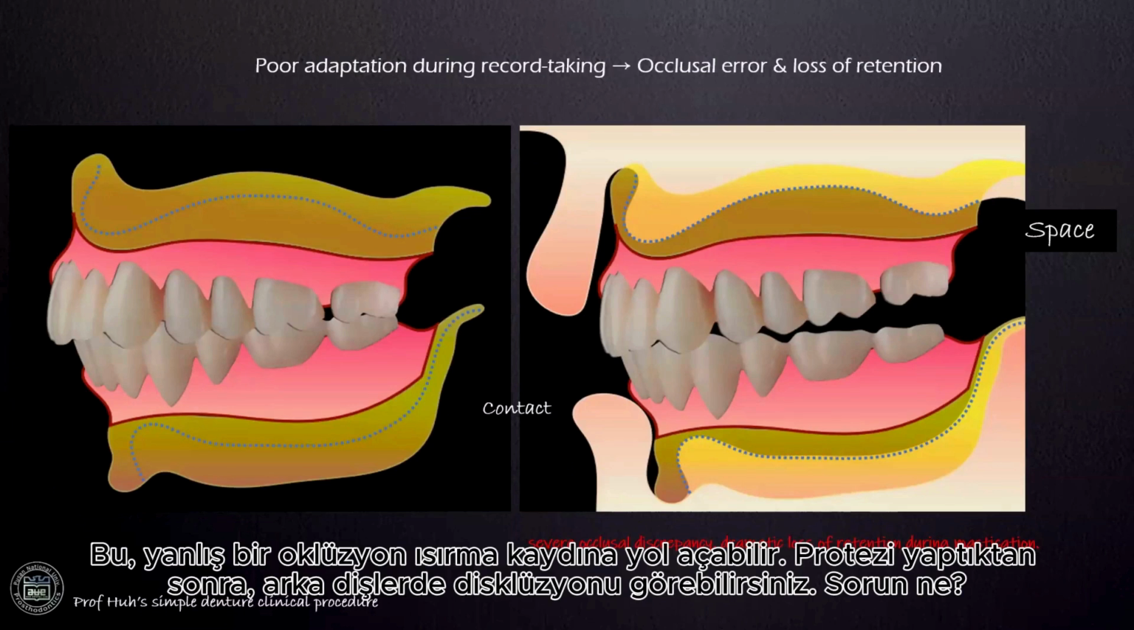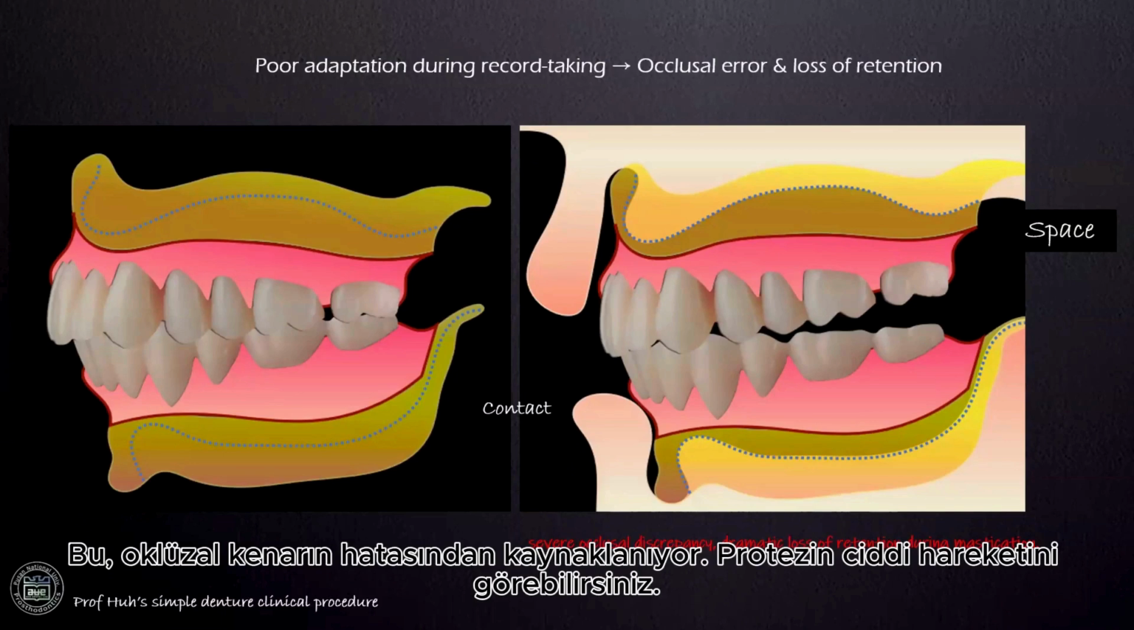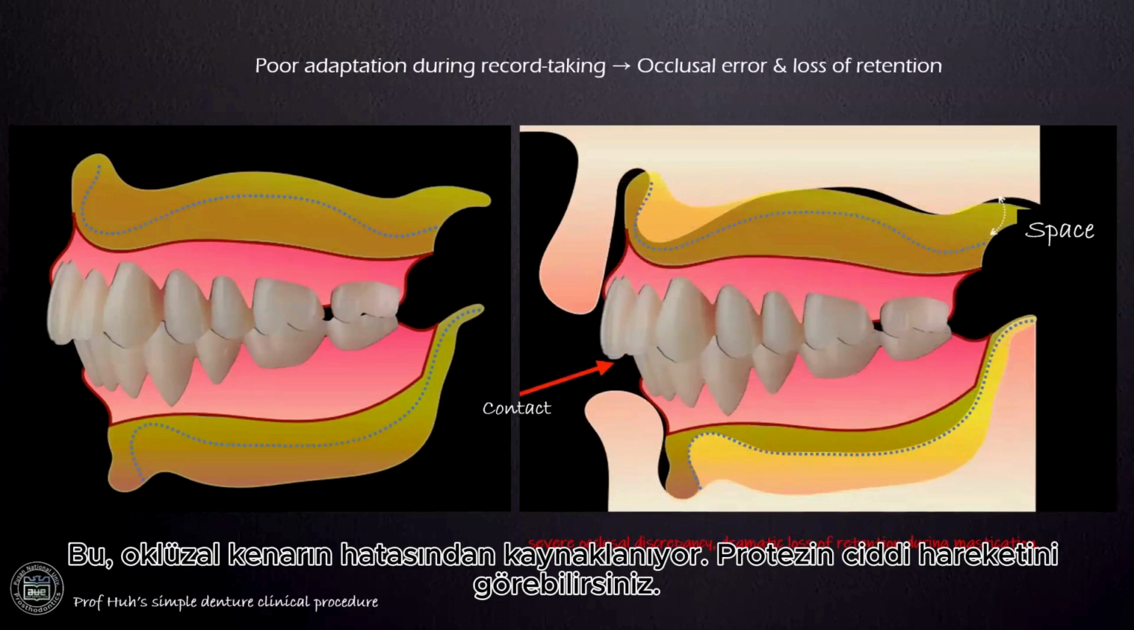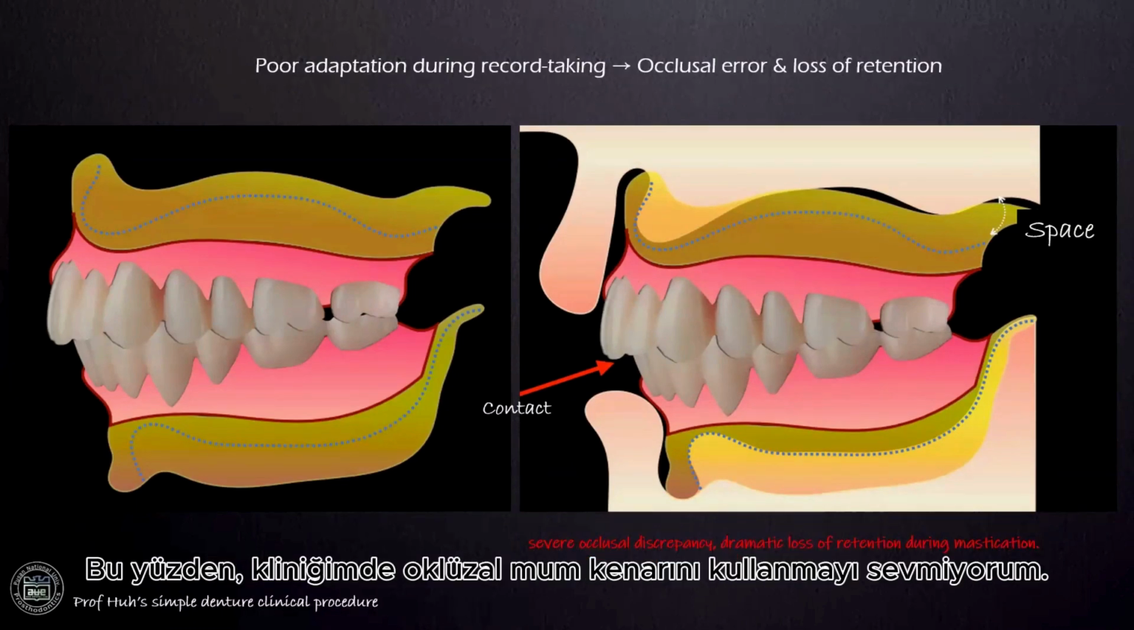So after making the denture, you can see disclusion in the posterior teeth. Oh my God, what's the problem? That is because of the error of the occlusal wax rim. You can see the denture moving severely. Because of that, I don't use the occlusal wax rim in my clinic.